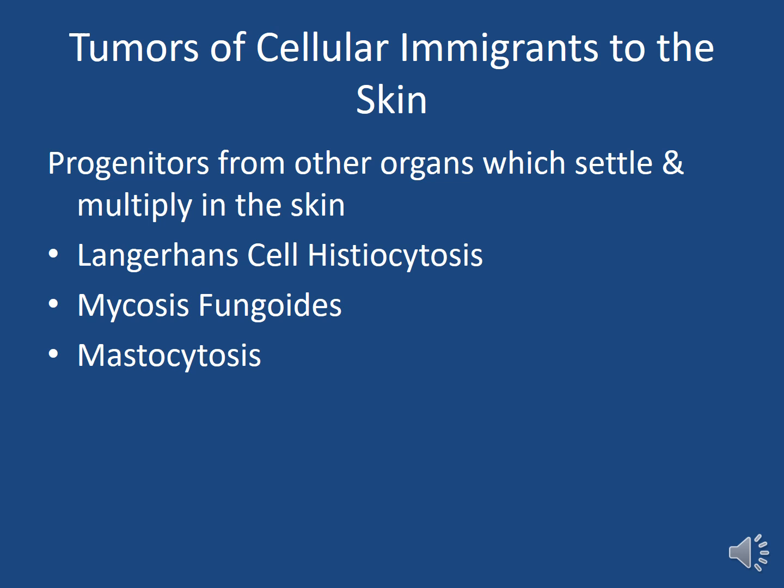Now, for this group, tumors of cellular immigrants to the skin. The neoplastic cells here, as the name of the group implies, are not native to the skin. They are derived from progenitors from other organs of the body, which eventually settle and multiply in the skin. Examples of this condition are Langerhans cell histiocytosis, mycosis fungoides, and mastocytosis.